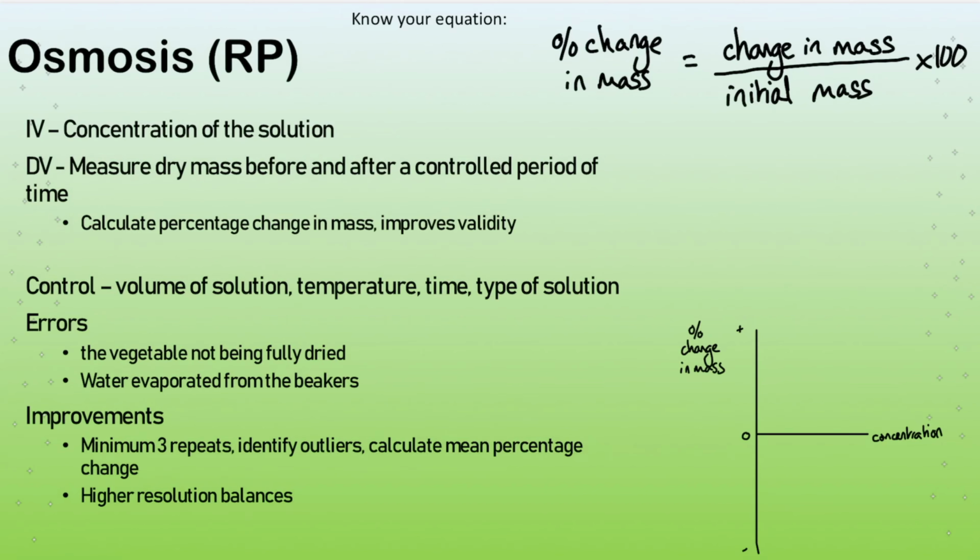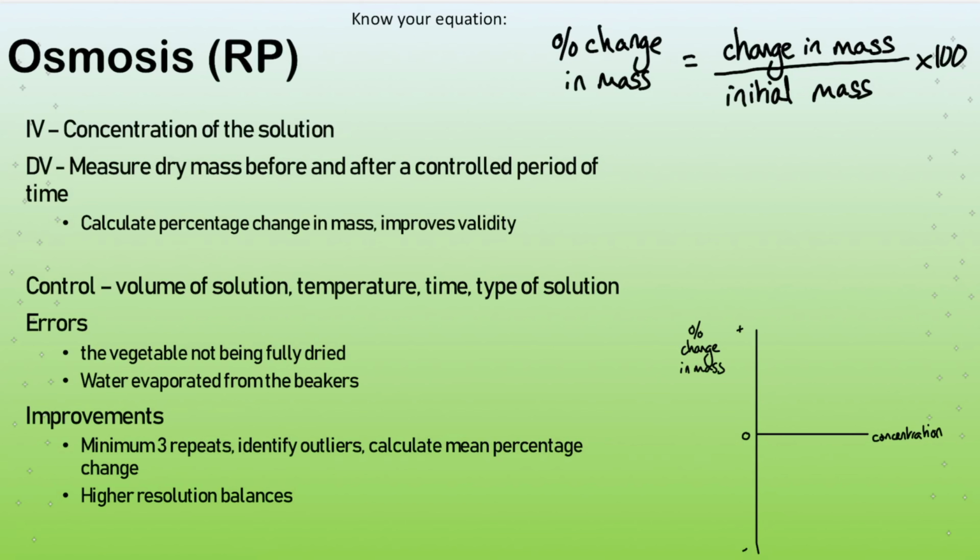Simple. Other things that you need to control would be the volume of solution, but generally you just need to have enough to cover the vegetable or whatever it is that you're investigating. We do need to control the temperature, because the temperature will affect the rate of osmosis. We need to control how long it's been working for, so the time it's been going for, because more time means more diffusion of the water can happen. And the type of solution is important too. Obviously you're going to be investigating sugars or salts, but the type of solute that you have would affect the rate of osmosis as well.